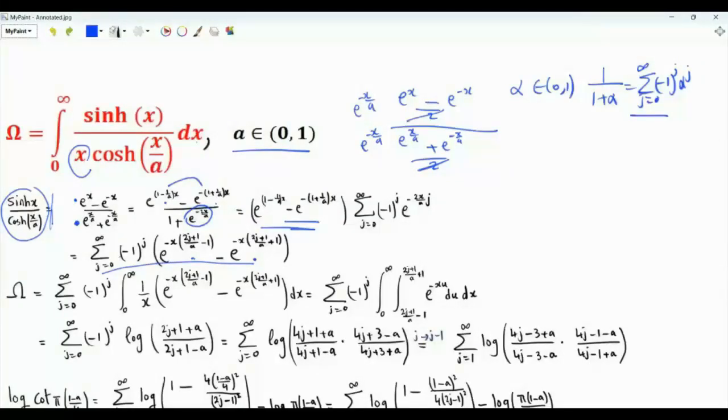Let's assume that we can integrate term by term. Thus, omega is the summation over j from 0 to infinity of (-1)^j, times the integral from 0 to infinity of 1 over x, multiplied by the difference between these two exponentials.